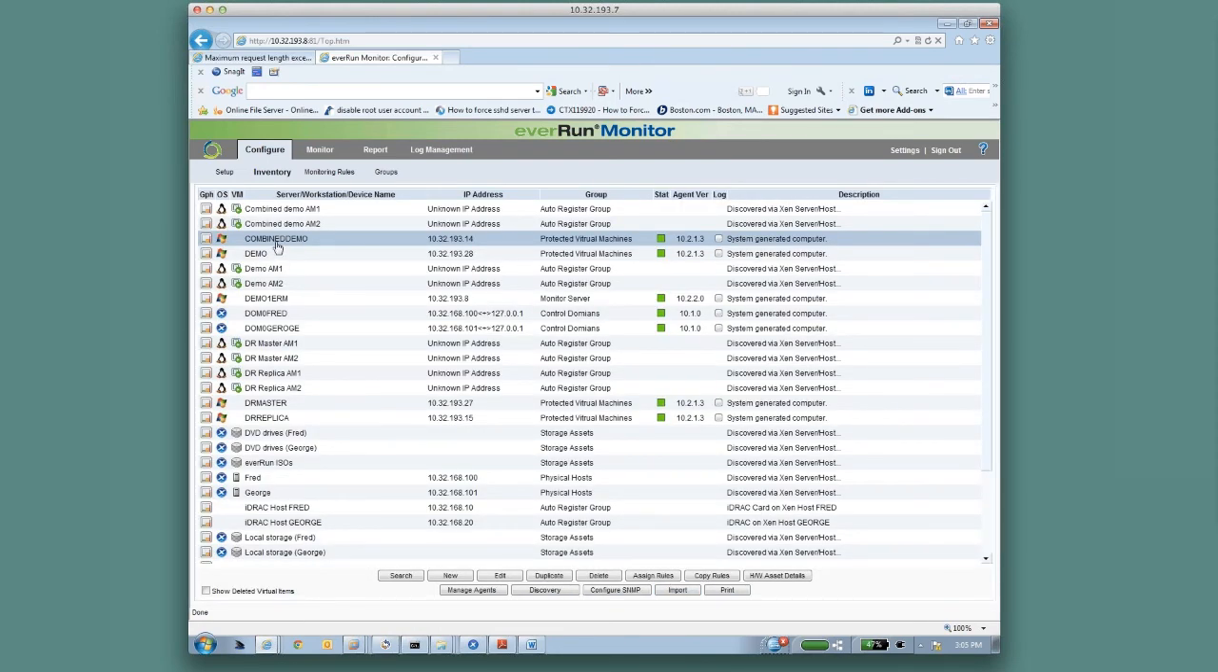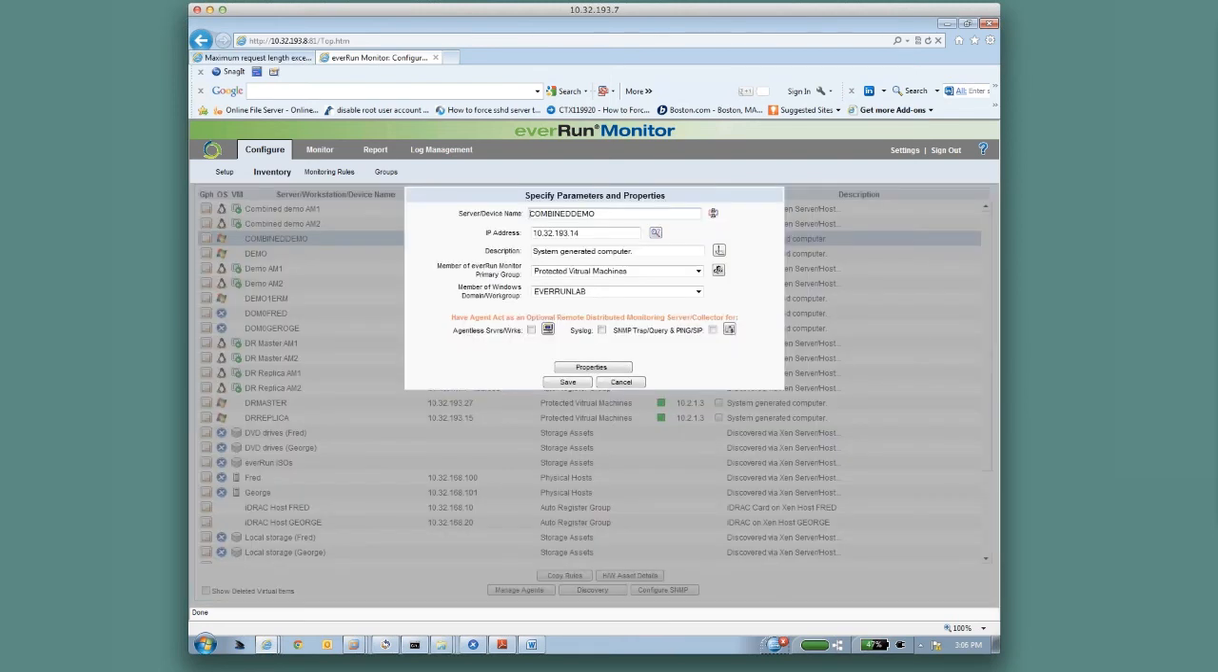If I want to come in here and do something like edit the asset, I can change the display name. I can add it to or assign it to a group or give it a description. It's going to tell me what domain or work group it's associated with. I can also designate it as a master agent, or I can designate it as a syslog server.